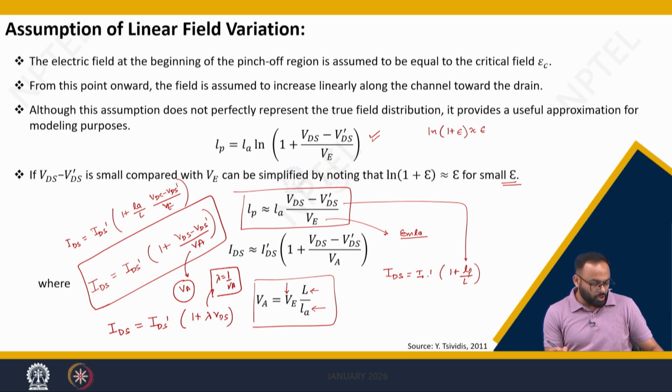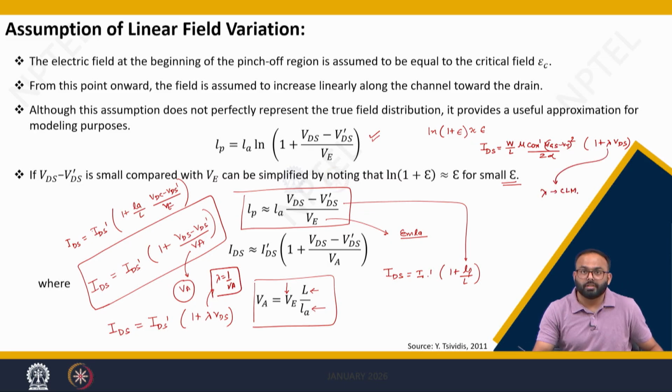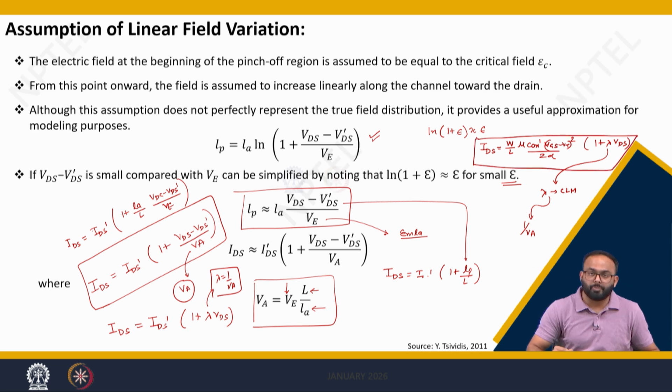So, to incorporate the channel length modulation, the complete current equation in saturation can be given as W divided by L mu into COX dash into (VGS minus VT) whole square divided by 2 into alpha into 1 plus lambda into VDS, where lambda is the channel length modulation parameter, right, which is nothing but 1 over VA. So, in general circuit theory or hand calculations, we use this equation which says that we are incorporating the channel length modulation effect in our drain current equation.